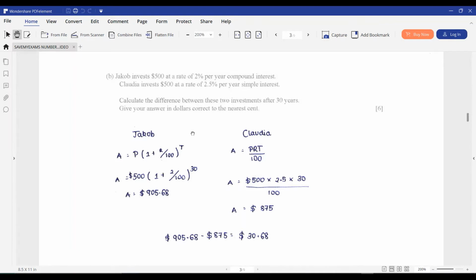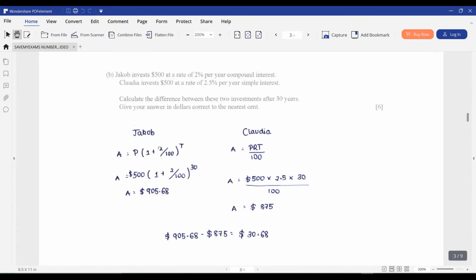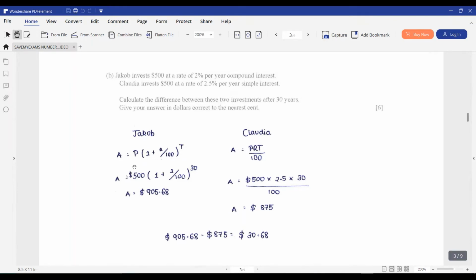So for Jacob, we would use the compound interest formula, which is here. Now, substitute all the values within it. So P is $500, the principal. 1 plus the rate, which is 2 over 100, close bracket, to the power of time. Time is 30 years. Solve what's in the bracket, take it to the power of 30 and multiply the answer by 500. The final answer should be $905.68.